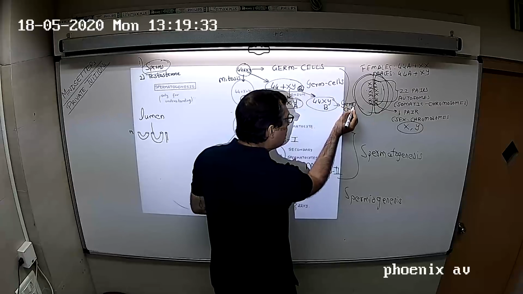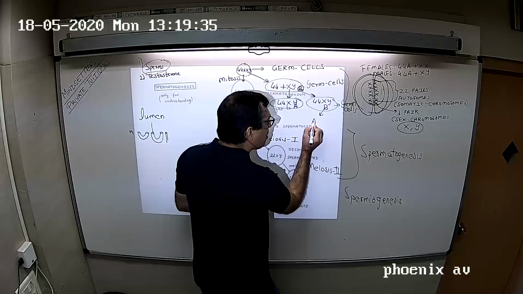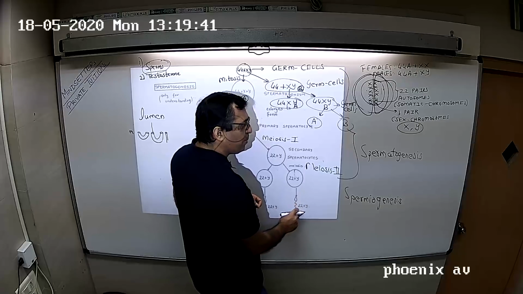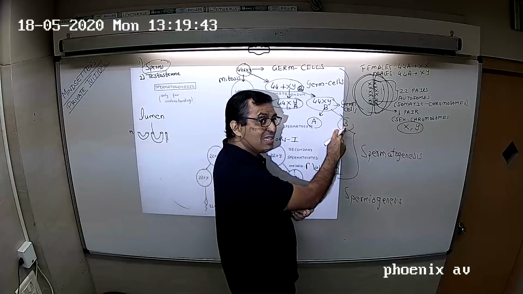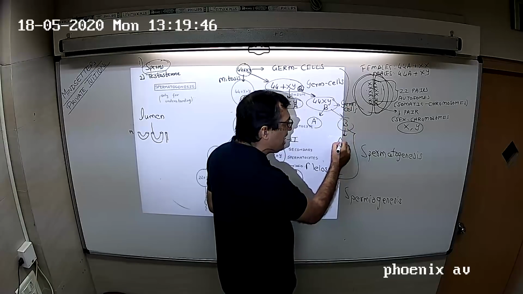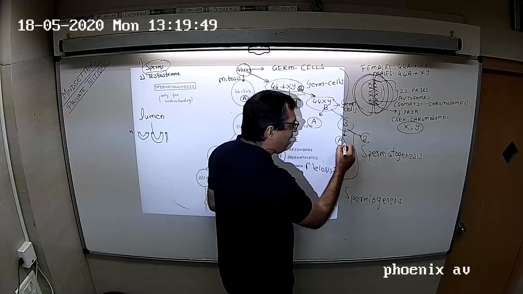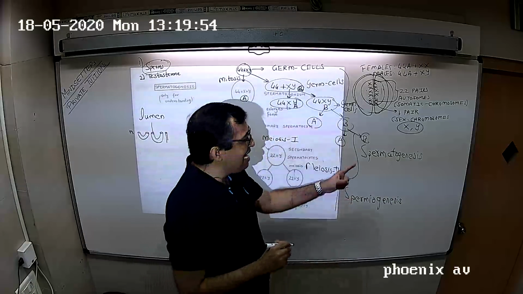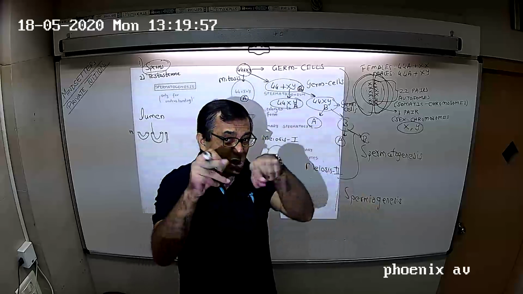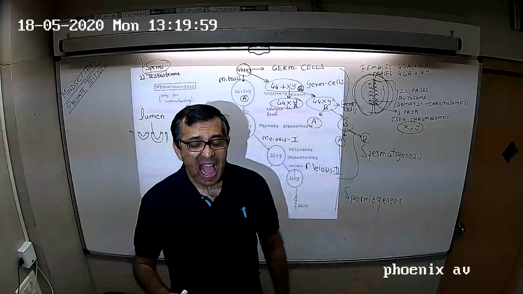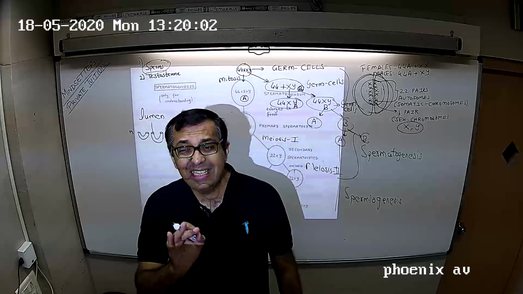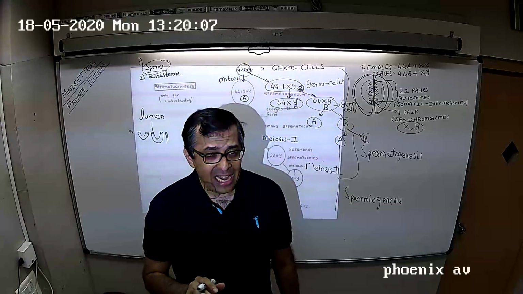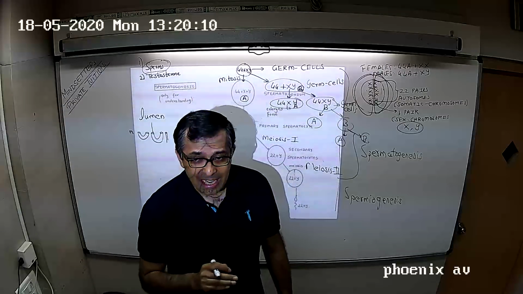Next day, B will again divide to form spermatogonia A and B. A will undergo spermatogenesis, spermiogenesis. B will remain behind as a germ cell. Next day, B will again divide to form A and B. A will divide by spermatogenesis. B will remain as a germ cell. And this B will remain as a germ cell every day, and sperms are produced till death. There is no way that sperm production will decrease.